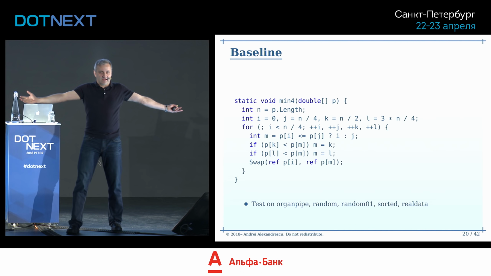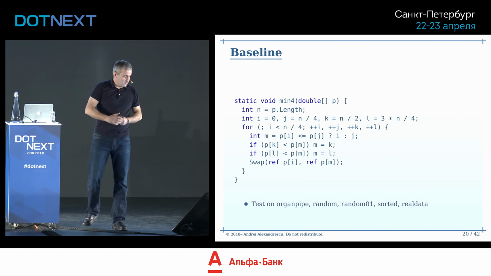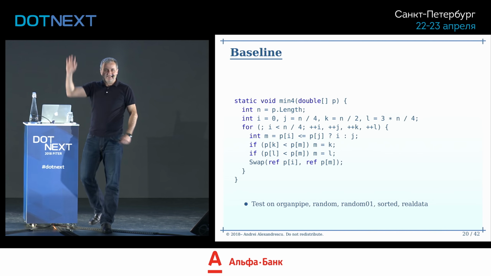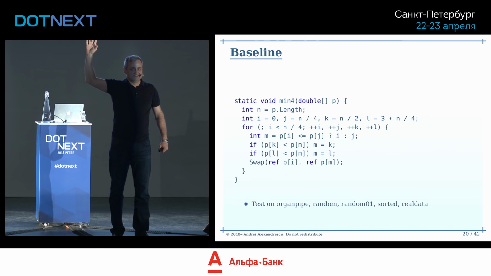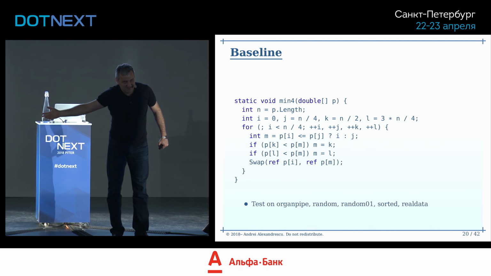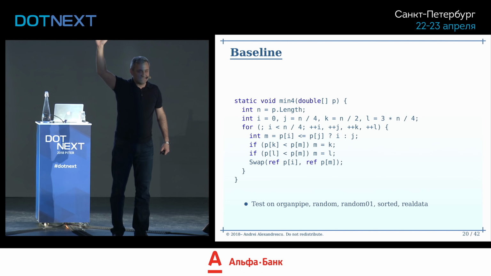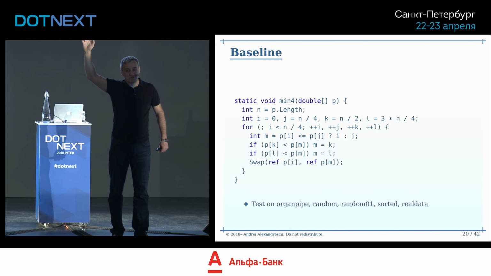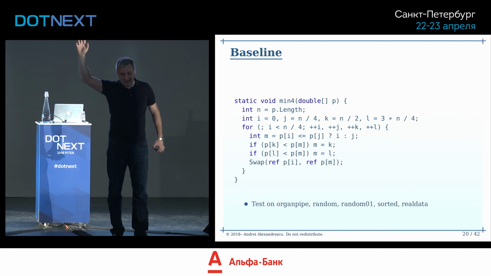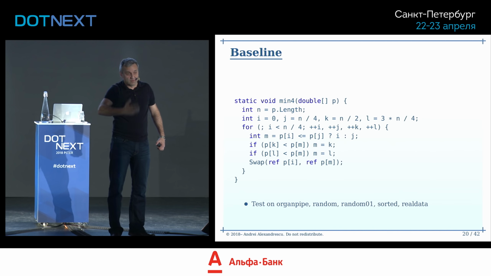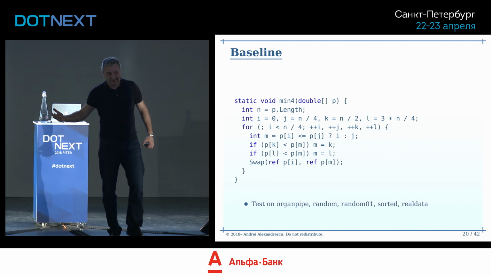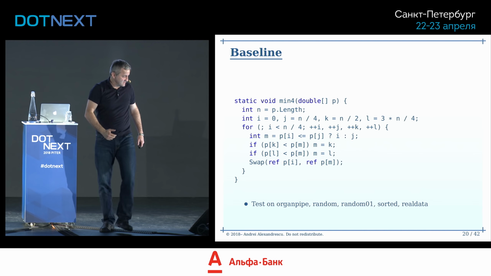Random, that's random data, uniform. Random 0, 1, what do you think it is? Random zeros and ones. What's the difference between random 0, 1 and random? There's a bunch of duplicates, right? So that's important. Random data, it's duplicates, but hard to predict duplicates, right? So that's another important case.